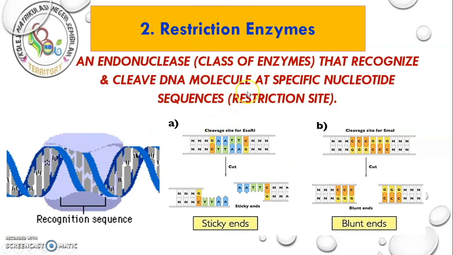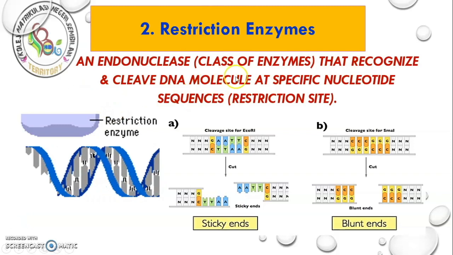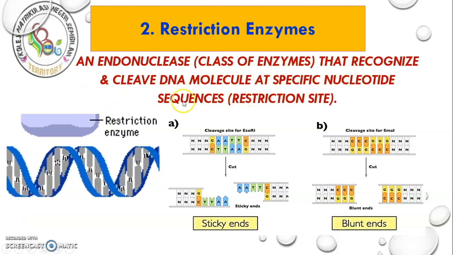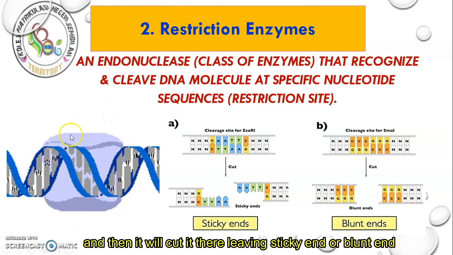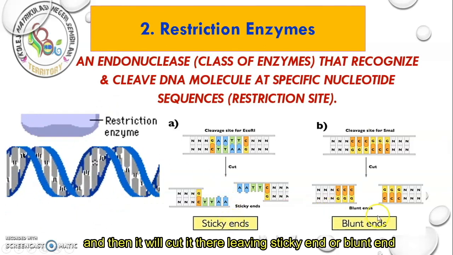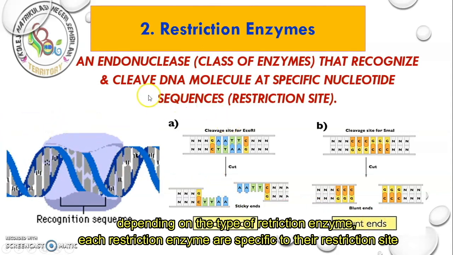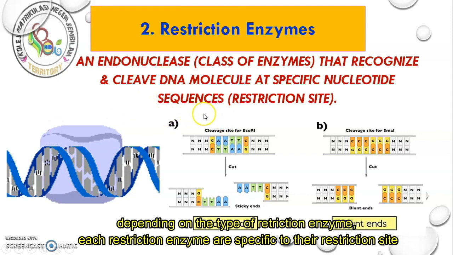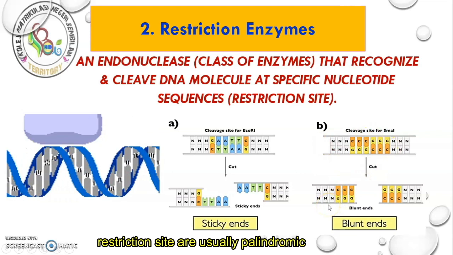Next one is restriction enzymes. The restriction enzyme is an endonuclease. It is a class of enzyme that recognizes and cleaves DNA molecules at a specific nucleotide sequence, the restriction site. So this is the enzyme. It will recognize the restriction site and then it will cut it there, leaving a sticky end or a blunt end depending on the type of restriction enzyme. Each restriction enzyme is specific to its restriction site. Restriction sites are usually palindromic.